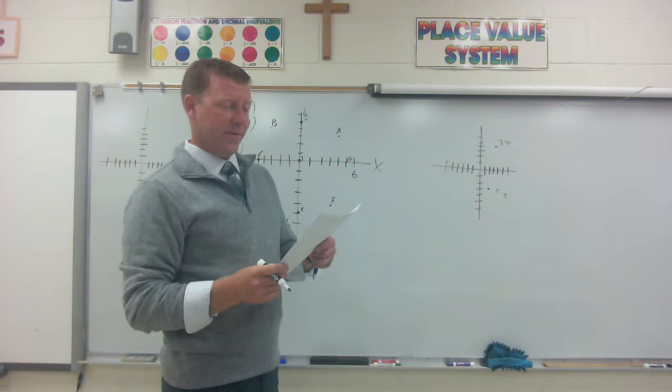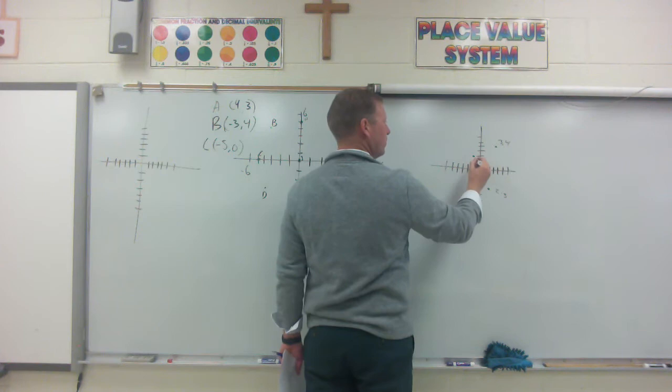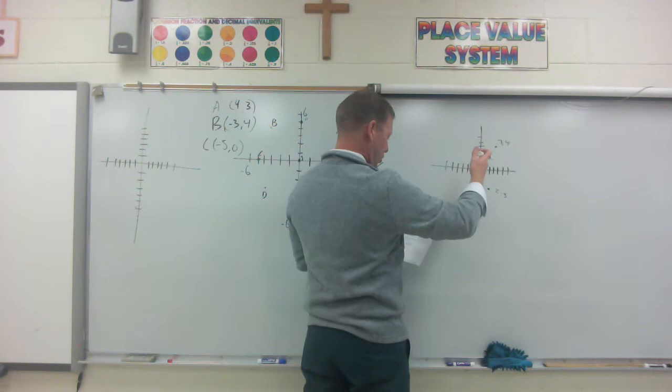Next one I'm graphing is (-1, 2). Negative 1, left first, up second. Boom. And last one, please graph (0, -4). Don't go left or right, but go down 4. 1, 2, 3, 4. Okay?